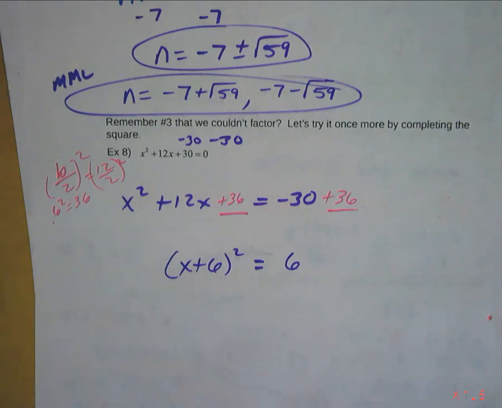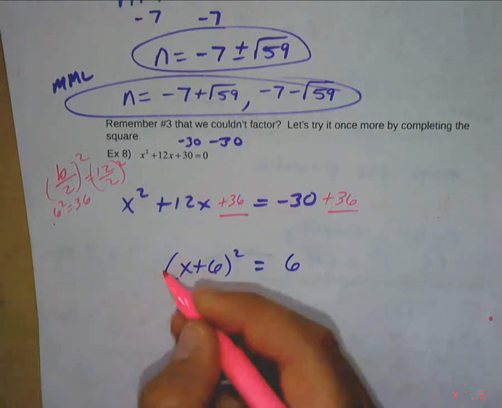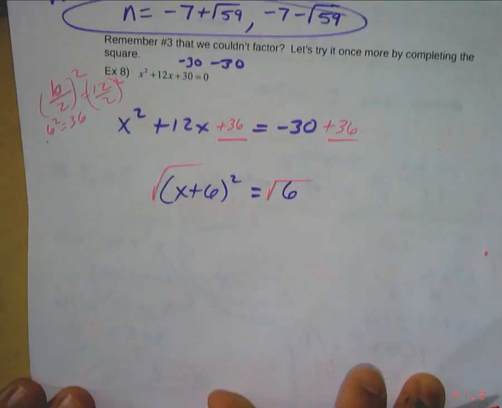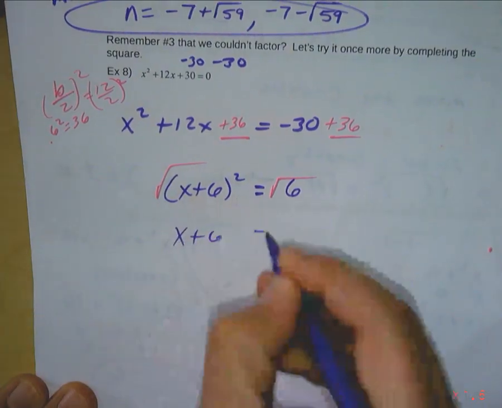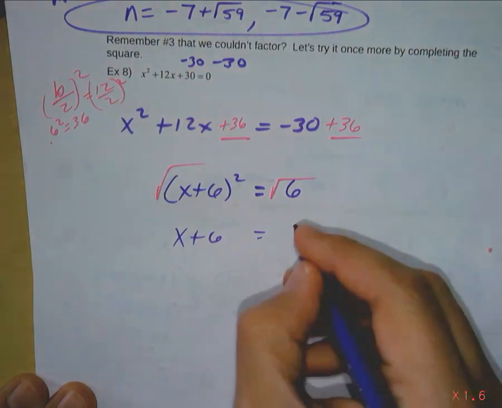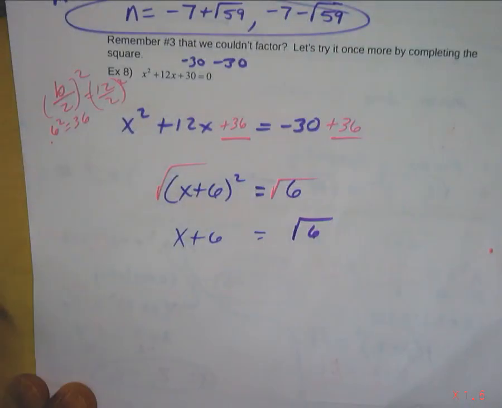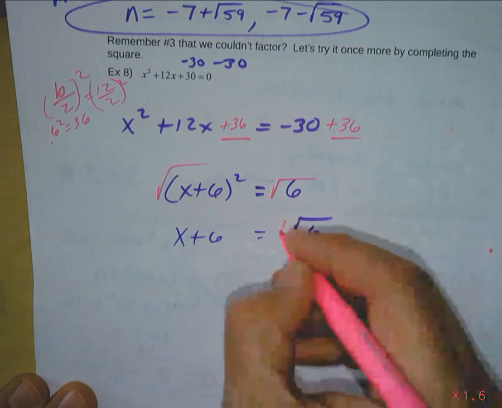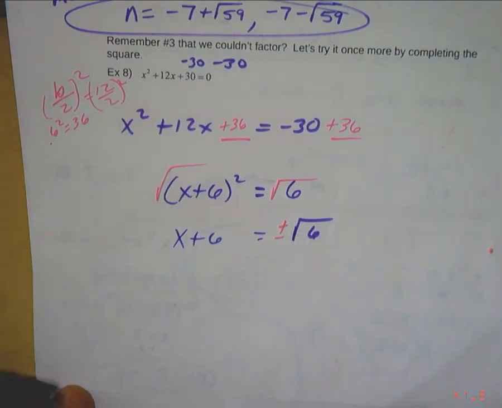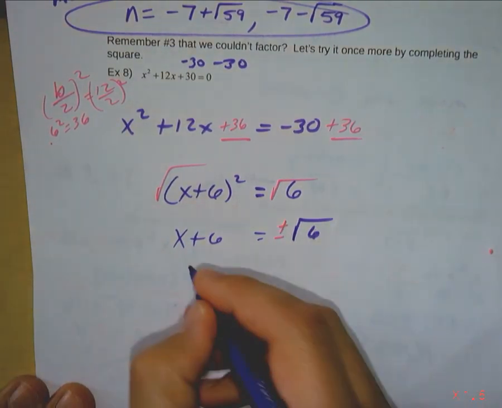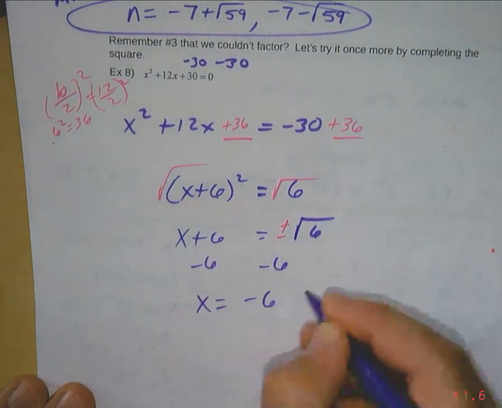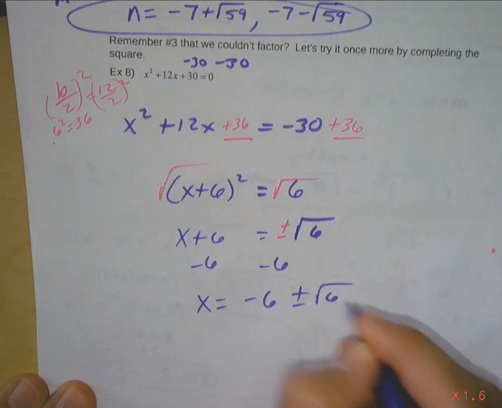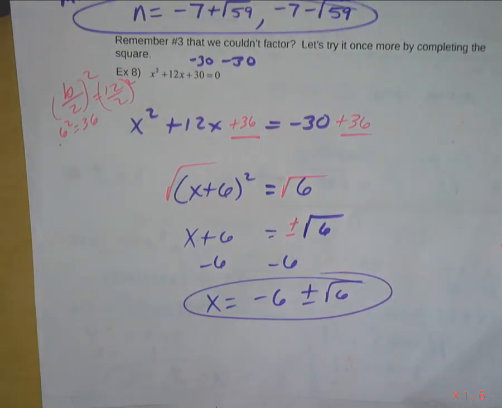We're almost done. Square root both sides. This is the square root method. So now we get x plus 6 equals, the square root of 6, guys, is just the square root of 6. There's nothing we can do there. Don't forget the plus or minus. And then my last step, subtract 6. So we get negative 6 plus or minus root 6.